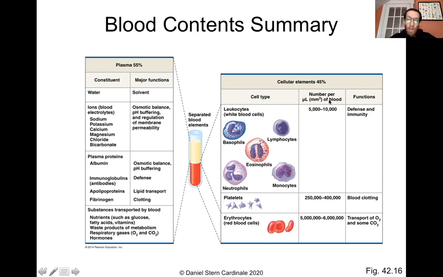I'm never going to ask you the specific numbers here. And you also don't need to know most of the different types of white blood cells. Between today and next time, I'm going to mention a few specific types of white blood cells. You won't need to know the rest. So don't worry about eosinophils versus basophils. You're never going to need to know that in Gen Bio. Definitely know the functions associated with each cell type, however. Okay, so that's the contents of blood. The next thing we're going to do is talk about clotting, and then we'll change gears and we'll get to the immune system.